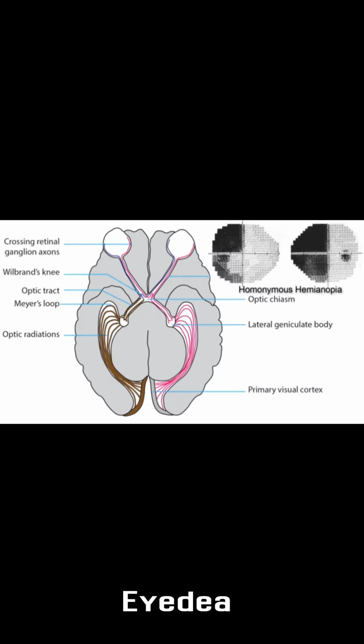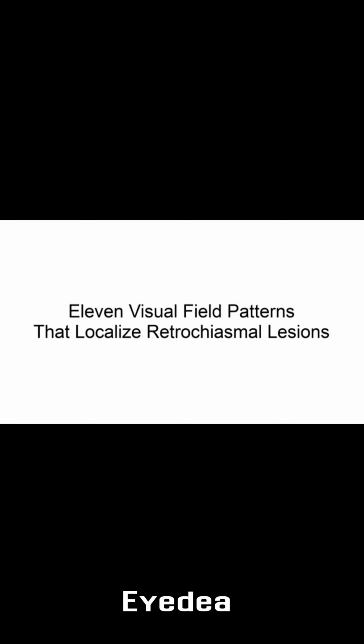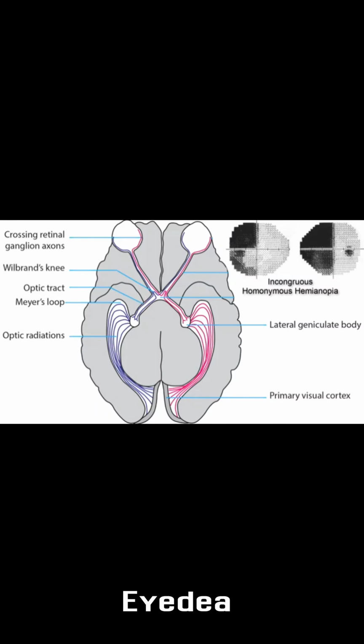You will do that by looking for one of the following 11 patterns that localize retrochiasmal lesions. Number 1. This is an incongruous homonymous hemianopia, defined by the fact that the defects in the two visual fields are not of the same size and shape. This pattern localizes the lesion to the optic tract. Many lesions occur there, especially masses and inflammation.